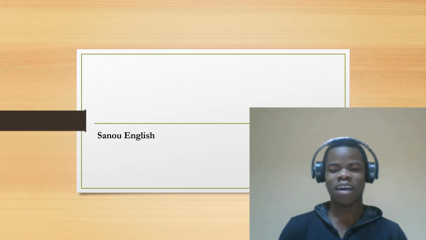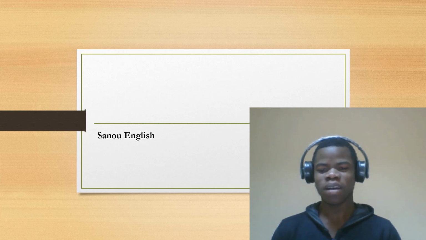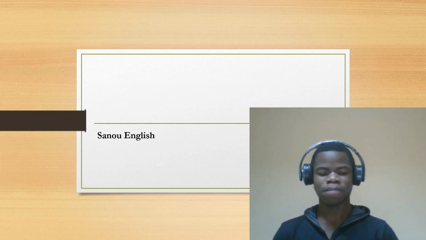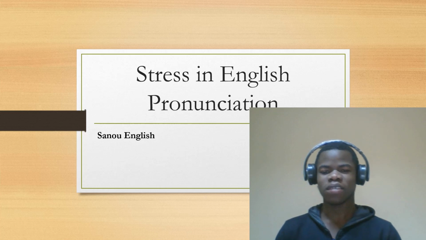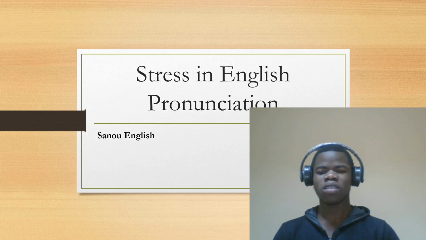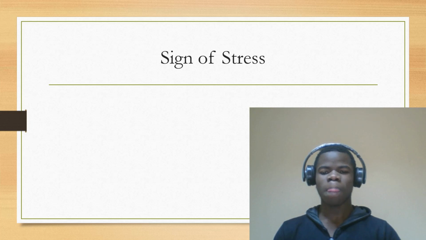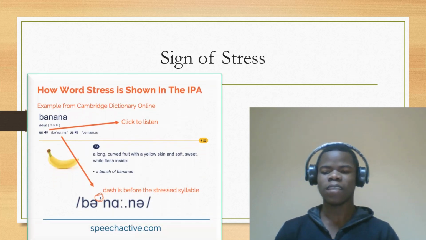Today, we'll see a new lesson, very interesting, about English pronunciation, and this is concerning stress. As you know, stress is one of the most important rules in the mastery of English pronunciation. If you want to have a very good pronunciation, you have to know what is stress and where to stress. But before this, you have to know what a syllable is.